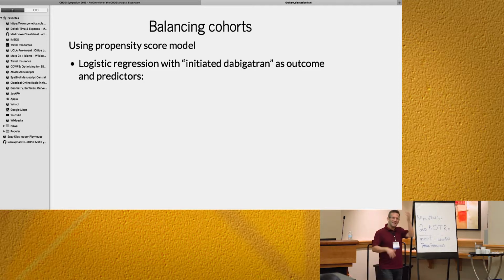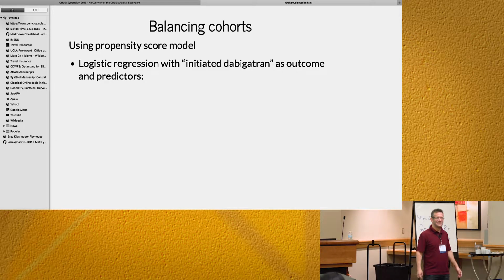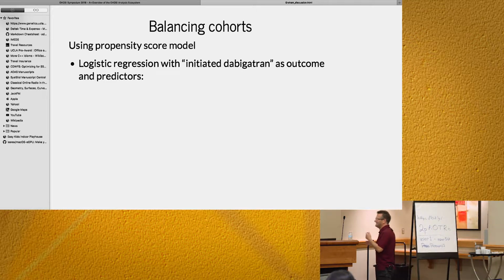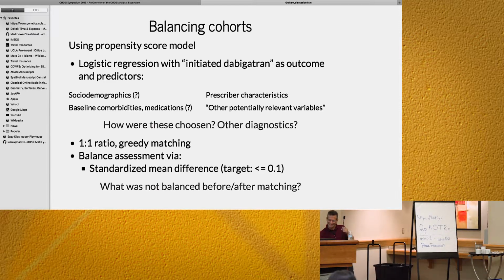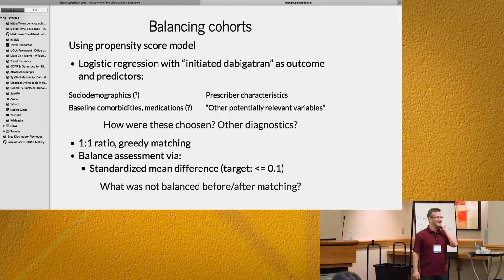Yeah. So they did a logistic regression using what covariates? A lot. Or maybe not a lot. Well, they used sociodemographics. What does that mean? Rates? Maybe?